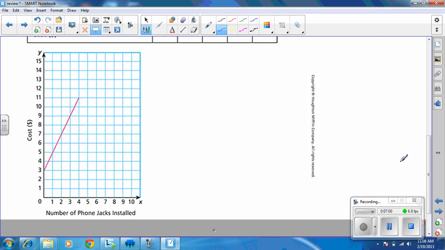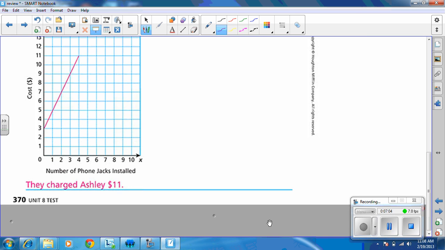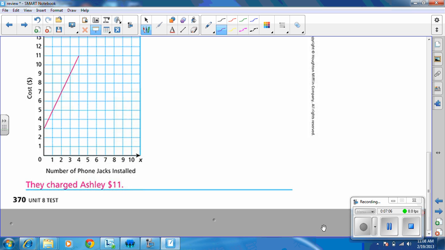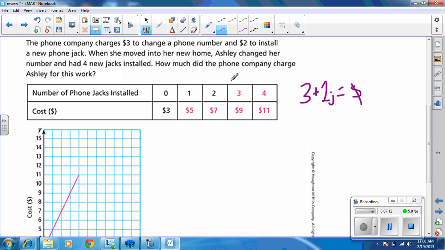All right. So tomorrow I expect you guys to come with any questions that you have over this. Ashley was then in the end charged $11. Make sure, and I know on the extended response on your test, it actually asks how much of something. So make sure you not only complete the table and the graph, but you actually write the answer that Ashley was charged $11. All right, we'll see you to review tomorrow.